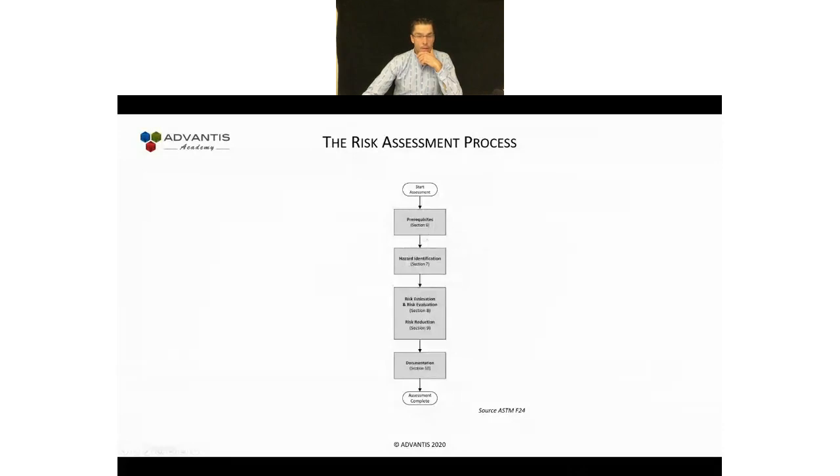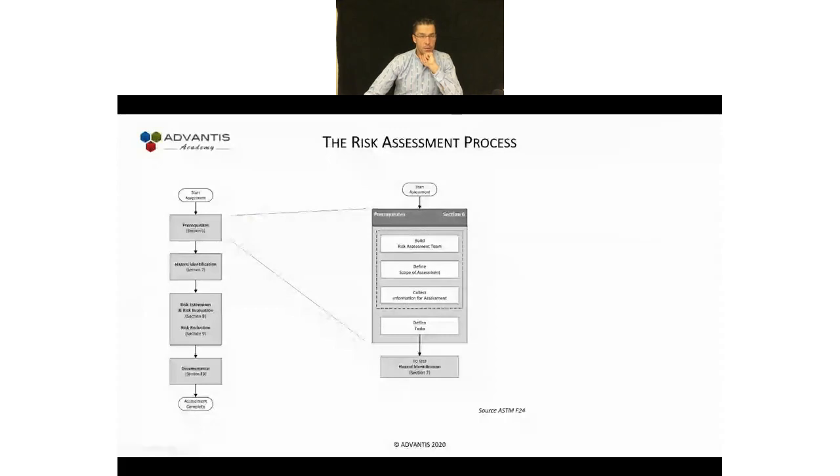And I'll touch on what those are. Then you jump into hazard identification. You've got to do your risk estimation and risk evaluation. If your risk is too high, you've got to do your risk reduction. And at the end, when it's all good and done, you've got to document this. So this is, at a very high level, what the process is.